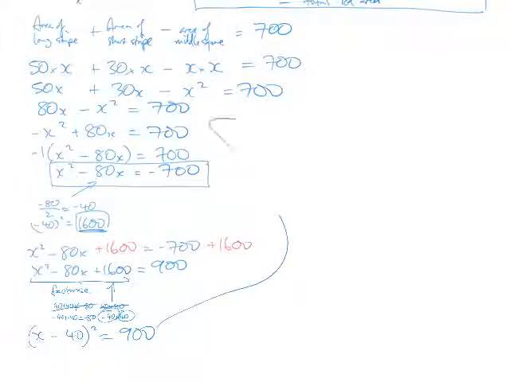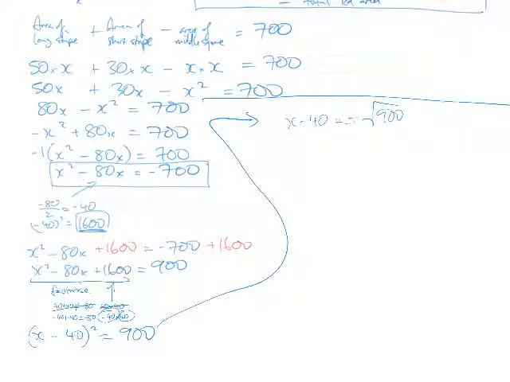I'm going to continue my working out up here. Draw a line up there. So x take 40 is going to be equal to, what's the opposite of squaring something? The square root, plus or minus the square root of 900. The square root of 900 is actually a nice whole number. It's going to be 30, plus or minus 30. What's the opposite of taking 40 from something? Adding 40. So x is going to be 40 plus or minus 30.